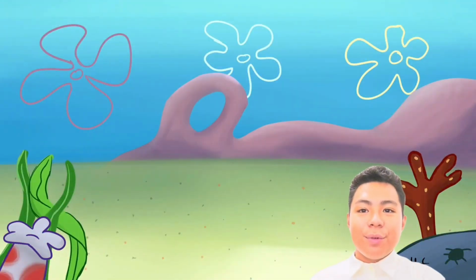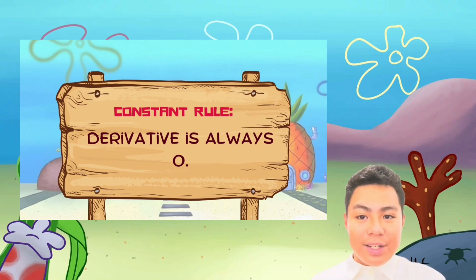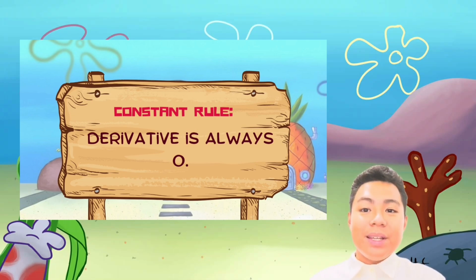First, we have the constant rule. So the derivative of a constant is always 0 if the function is constant. If the slope is 0, it means that the constant function will not change. So first, we need to find the derivative of the function f of x equals 15. The answer would be 0.